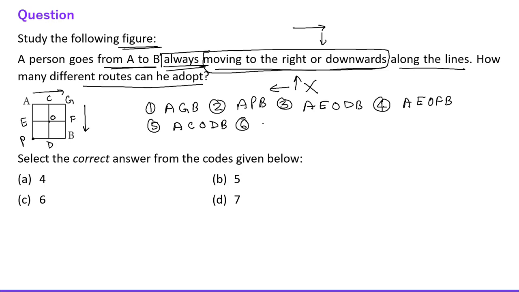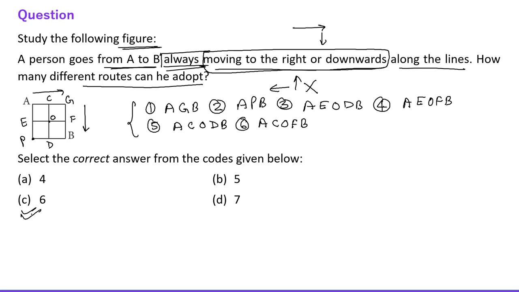A, C, O, F, B. Right. So in total we have six routes with us. We can count them manually. So if we just want to count them, they are six. And obviously it is an easy counting kind of thing, right?